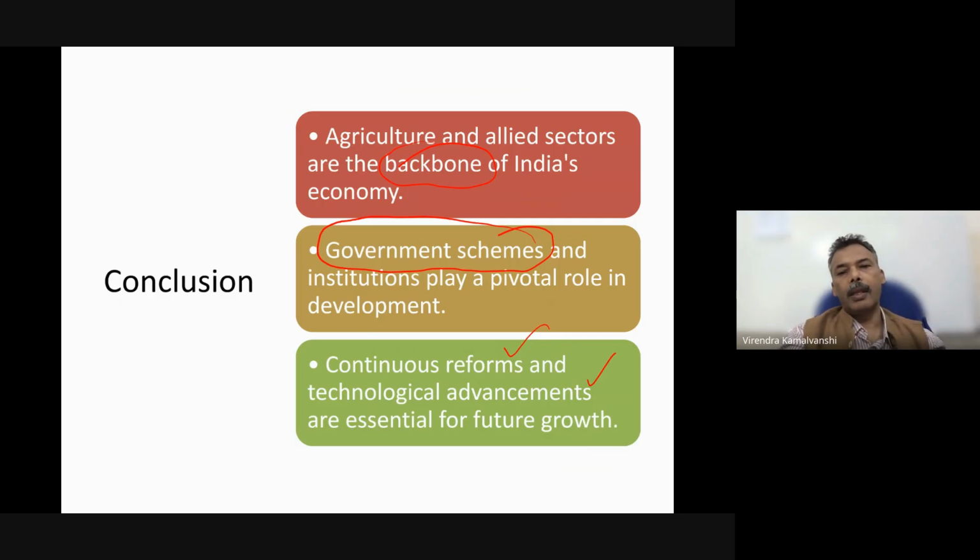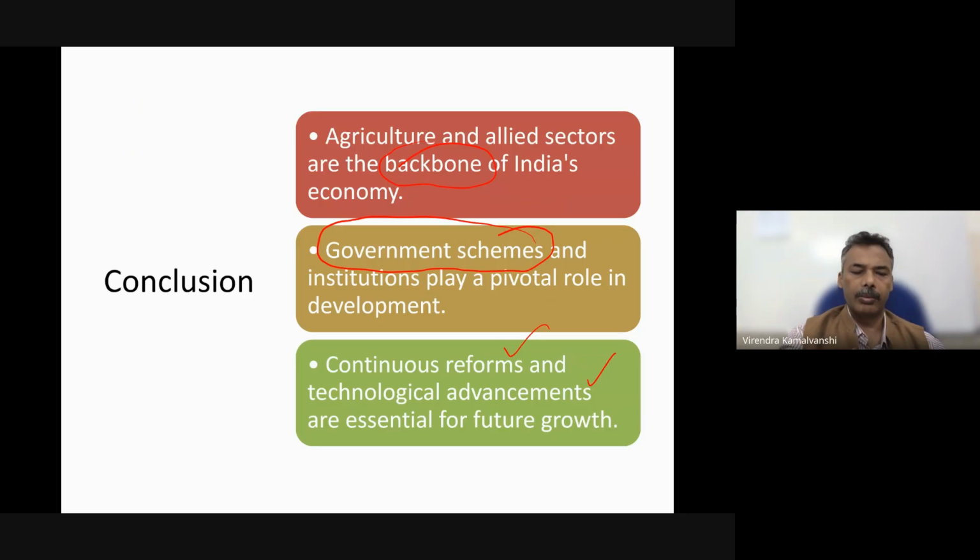Any point we want to discuss here related to agriculture and allied sectors? I think it was very subjective, and most of the things you already know.